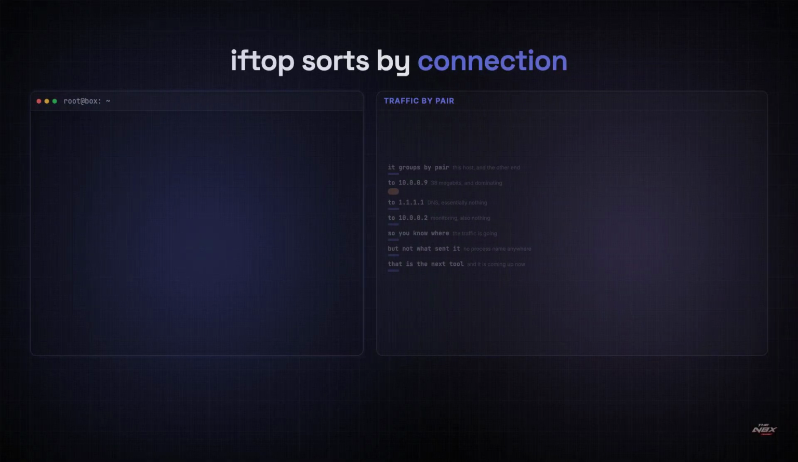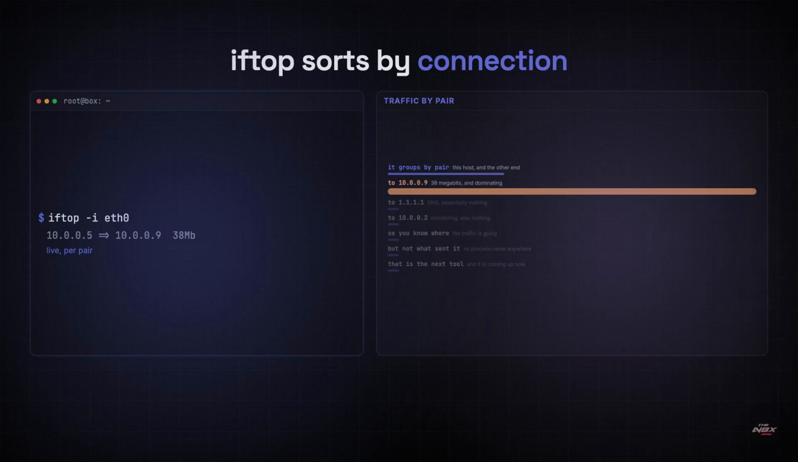The link is completely saturated. Everything on the box feels slow, and you'd very much like to know what exactly is filling it up. iftop gives you the first half of that answer because it groups traffic by pair, this machine and whoever is on the other end. So 38 megabits is going to 10.0.0.9, which is dominating the link. DNS is essentially nothing. Monitoring is essentially nothing. Now that's genuinely useful, because you now know where the traffic is heading.